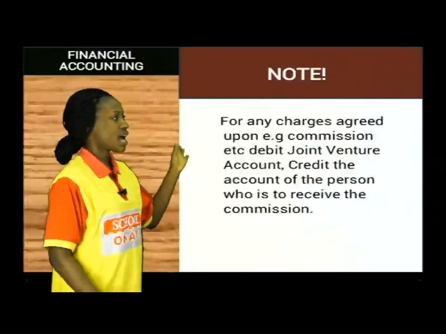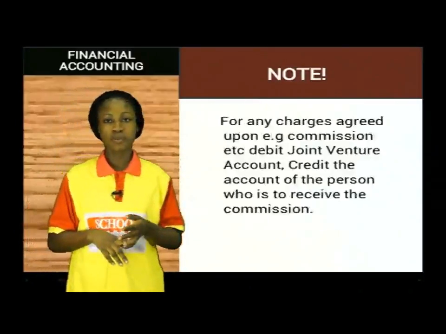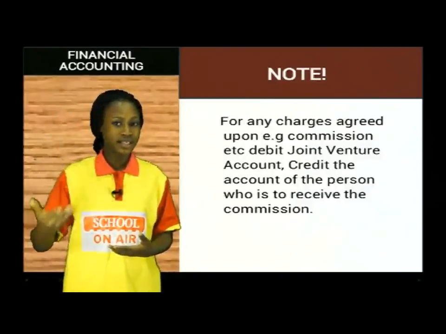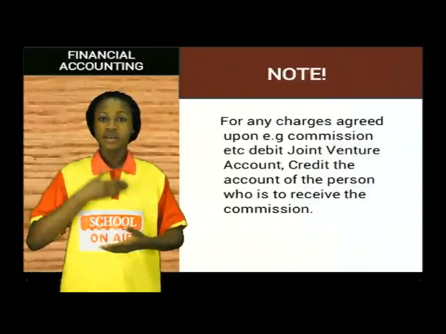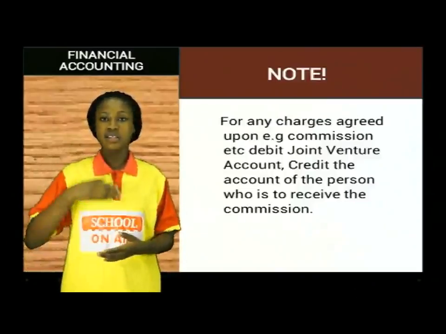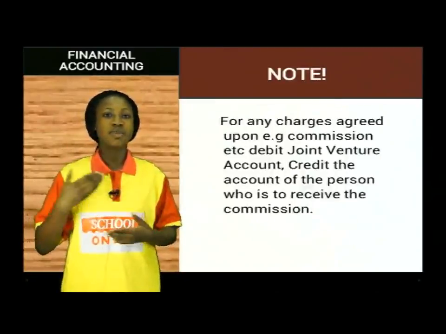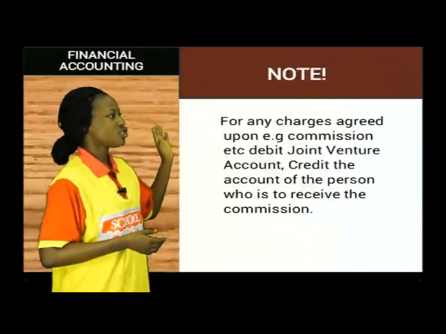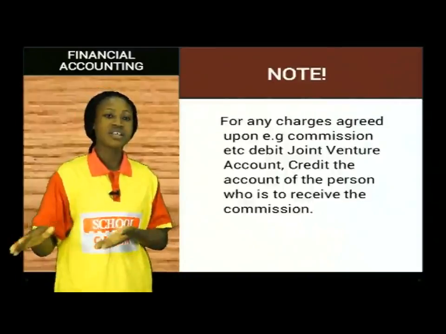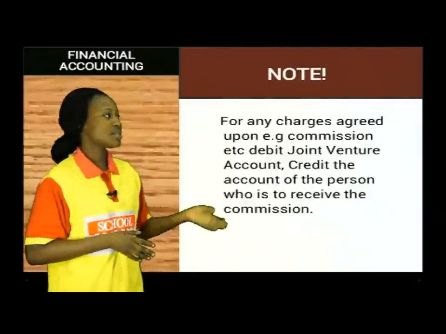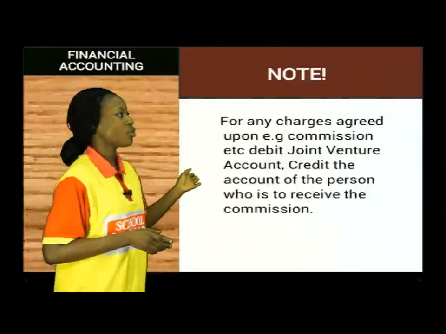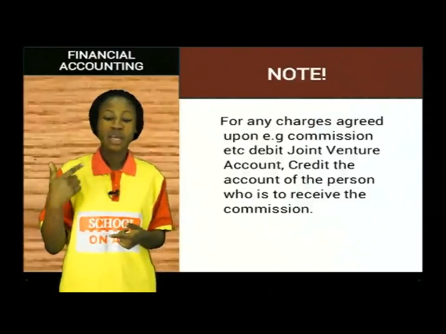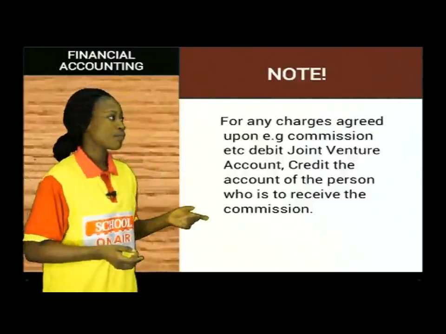For any charges agreed upon, e.g. commission, the venturers are going in to make expenses. There is no sales without expenses. At least you carry your goods in, you carry your goods out, you make advertisements, you give rent, and the rest. These are expenses that will definitely be carried out in the course of the venture. Now, for any charges agreed upon, e.g. commission, advertisement, sales, rent, and the rest, you debit your joint venture account and you credit the account of the person who is to receive the commission. Whoever the commission is going to, you credit the account of such a person.